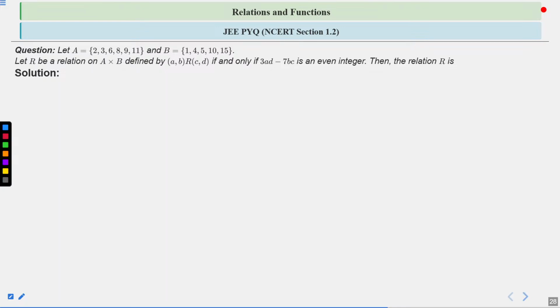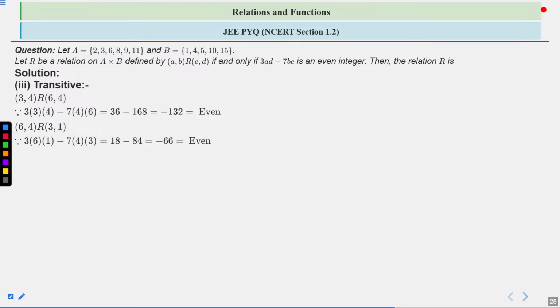Let us check for transitivity. For transitive, let us take example (3,4) related to (6,4). You can write 3 into 3 into 4 minus 7 into 4 into 6 equal to 36 minus 168, which after solving you will get minus 132, which is even, right? So (3,4) is related to (6,4), and (6,4) is related to (3,1) as 3 into 6 into 1 minus 7 into 4 into 3, which is 18 minus 84, equal to minus 66, and it is also even, right?